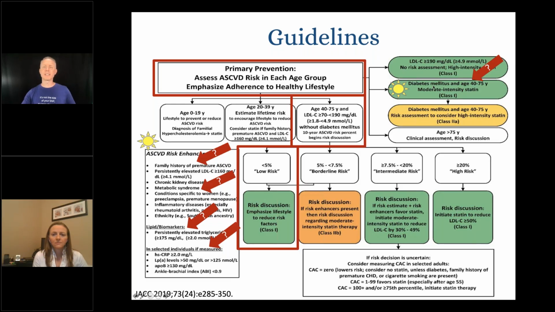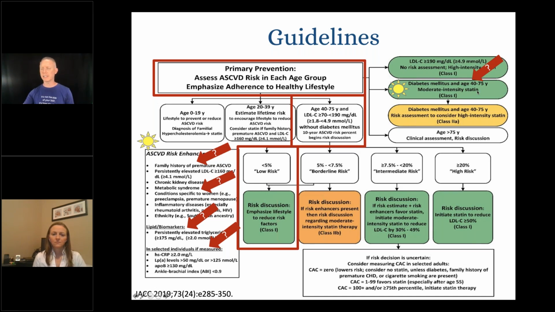So here she is. If she was a type 2 or type 1 diabetic between ages 40 and 75, then we get a class 1 recommendation for moderate intensity statin. If the patient does not have diabetes, that's where the 10-year risk comes into play, which for her was less than 5%. So she's in this low risk stratification bucket where you're really emphasizing lifestyle modifications, kind of like the hypertensive situation where somebody's got white coat hypertension, okay? But there are other important things here to recognize. It's not just one thing.